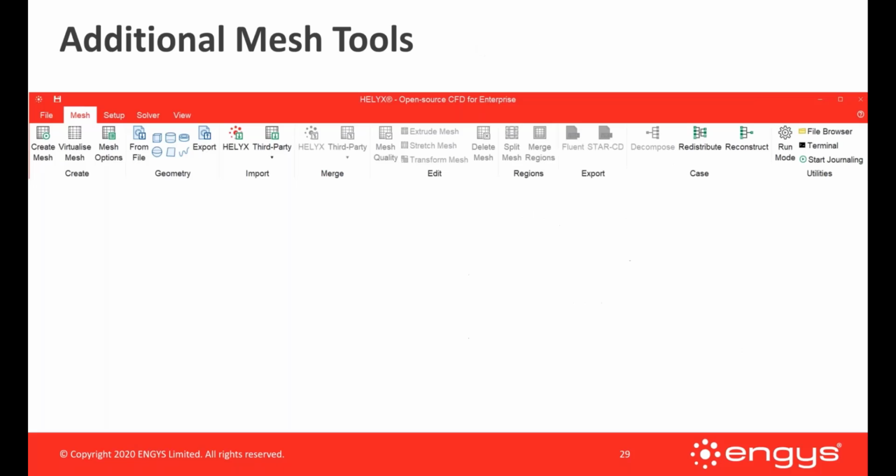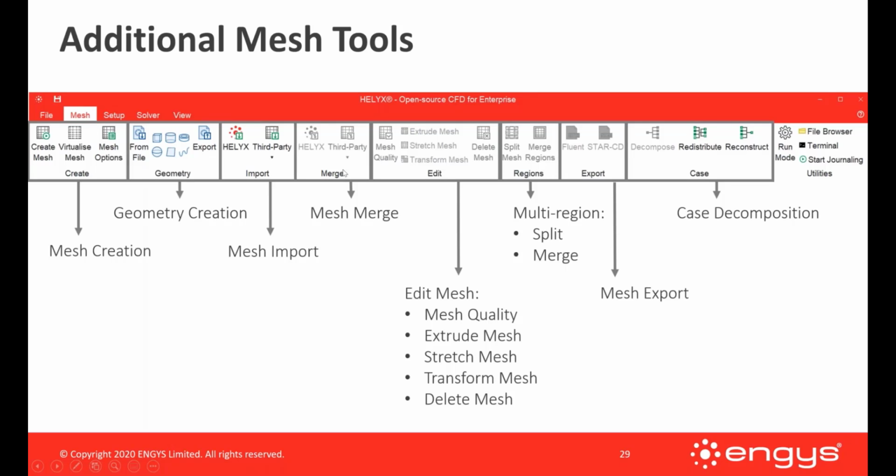So the additional mesh tools, I briefly touched on these. Within the meshing tab, there's different components for mesh creation, geometry creation, importing, merging, editing the mesh, assessing quality, dealing with multi-region cases, exporting, and also changing the decomposition. So we've got additional mesh tools within the GUI to keep you very agile moving through this process of meshing rather than just using the command line.